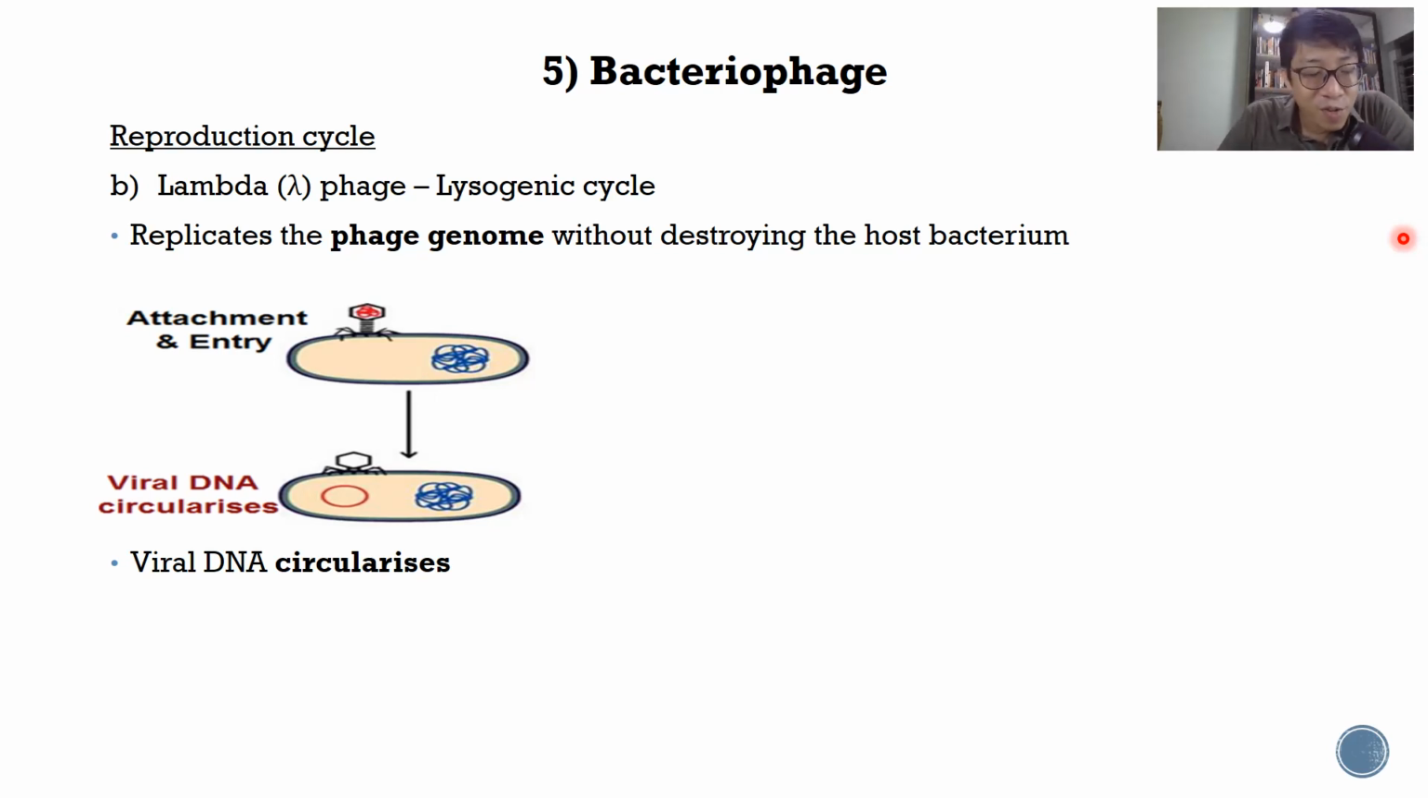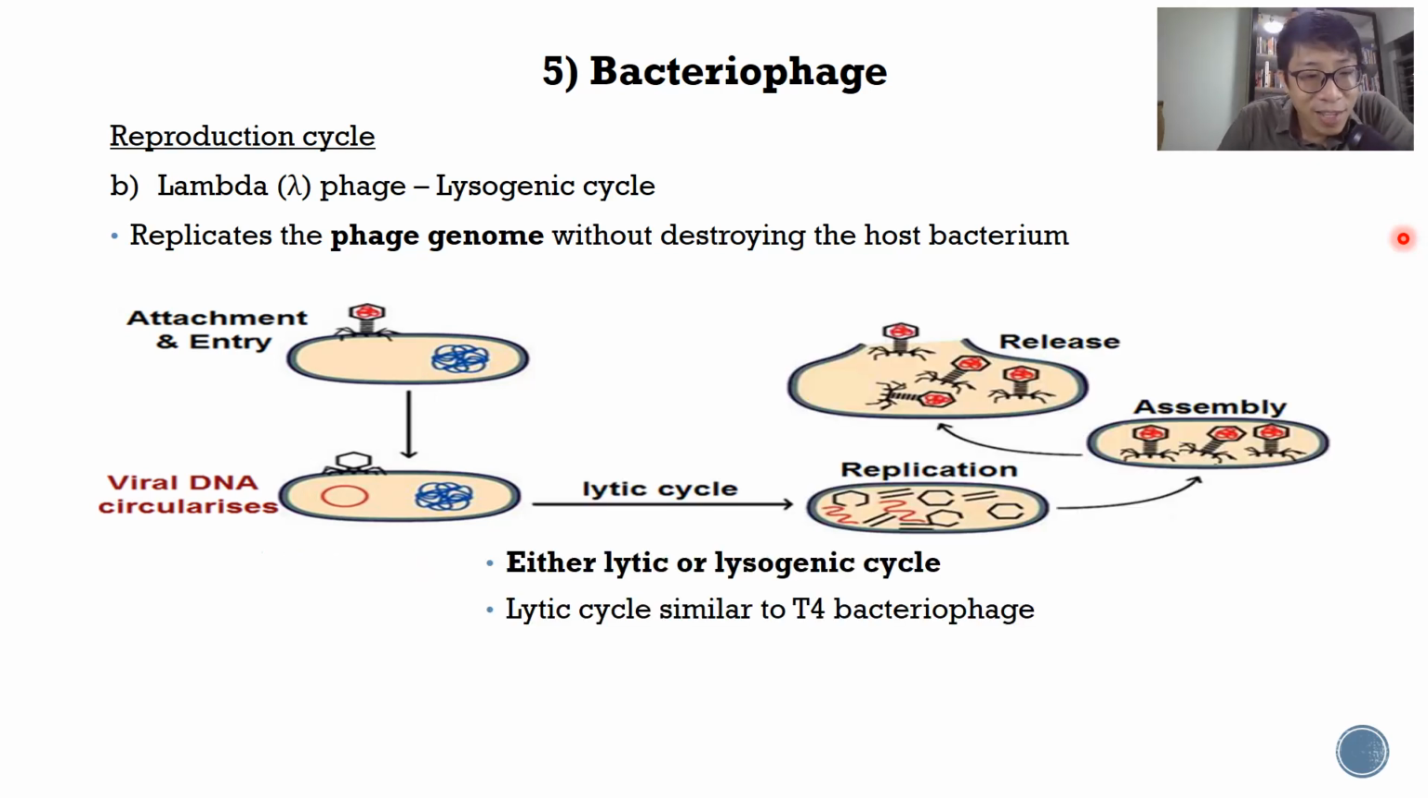After this step, the reproductive cycle can go two ways. It can just continue with the lytic cycle, where we have the usual replication stage. The bacterial DNA is broken down by enzymes, and there is assembly of new viruses and release. All right, so that's the usual lytic cycle.